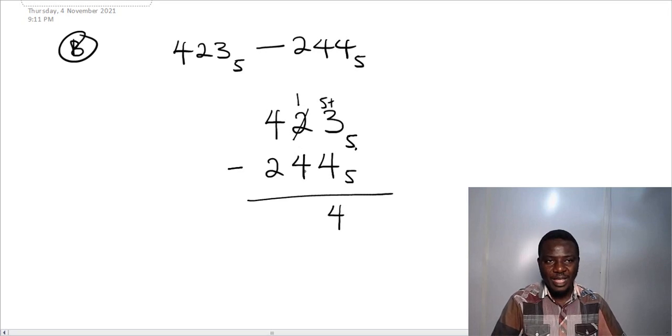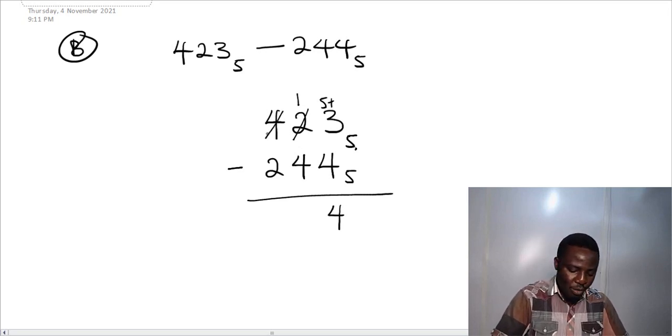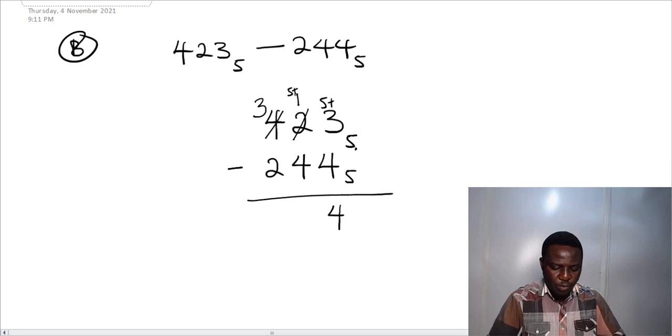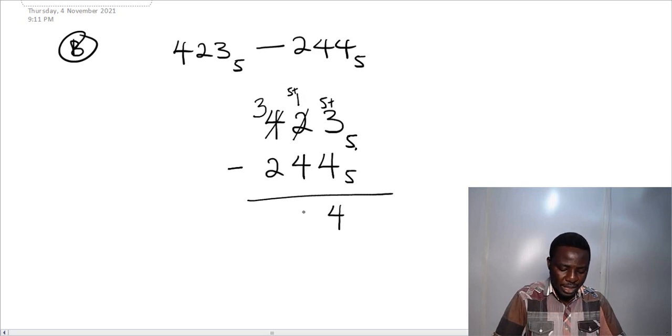1 minus 4, it cannot. You borrow 1 from 4, this becomes 3. Add it here. This becomes 5 plus 1, and 5 plus 1 is 6. 6 minus 4 is 2.